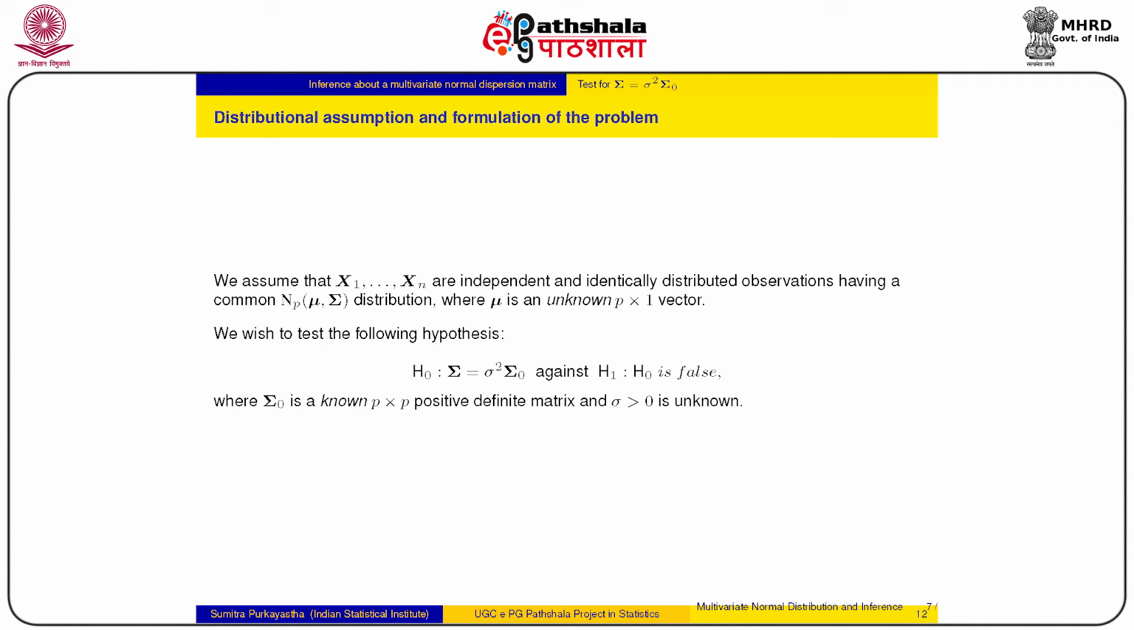And we wish to test the following hypothesis. What is the hypothesis? Sigma is equal to sigma squared times sigma naught. We shall look at a very special case of this problem in the next lecture, but before that let's discuss the somewhat general problem. So we are testing sigma is equal to sigma squared times sigma naught against H1. The alternative is H0 is false, where sigma naught is a known p cross p positive definite matrix and small sigma is a strictly positive unknown quantity. This is the hypothesis we are testing.